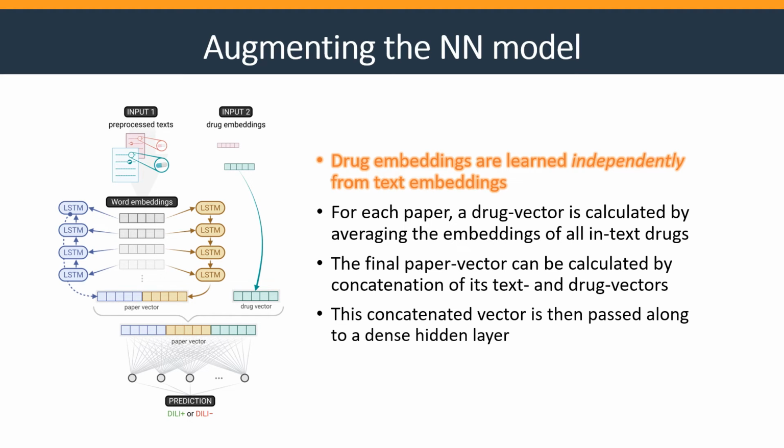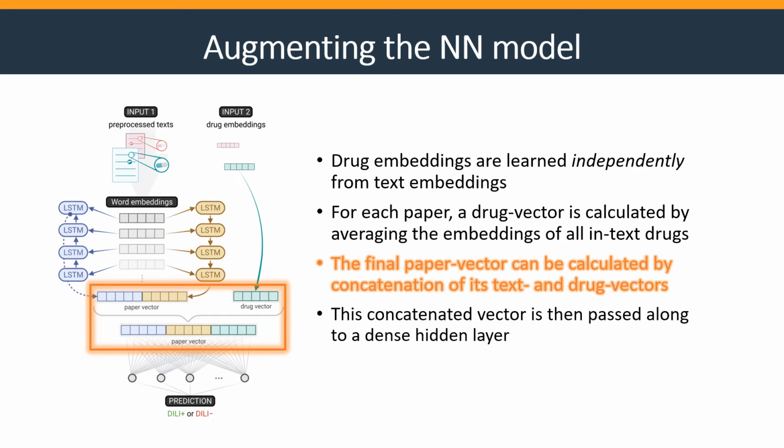Here, it is important to point out that drag embeddings are learned completely independently from text embeddings. And before we can append this extra information to our model, we need to calculate a drag vector for each paper by averaging the embeddings of all its in-text drags. Finally, we can calculate the final paper vector by concatenation of the text and drag vectors. And this, again, is the vector that is passed along to the final classification layer.